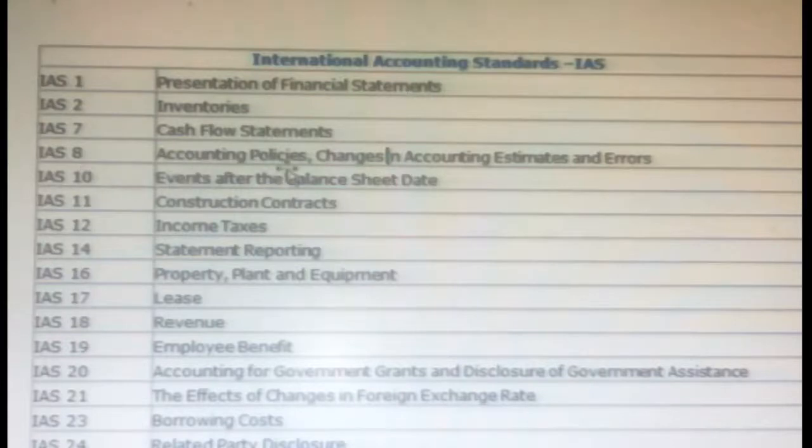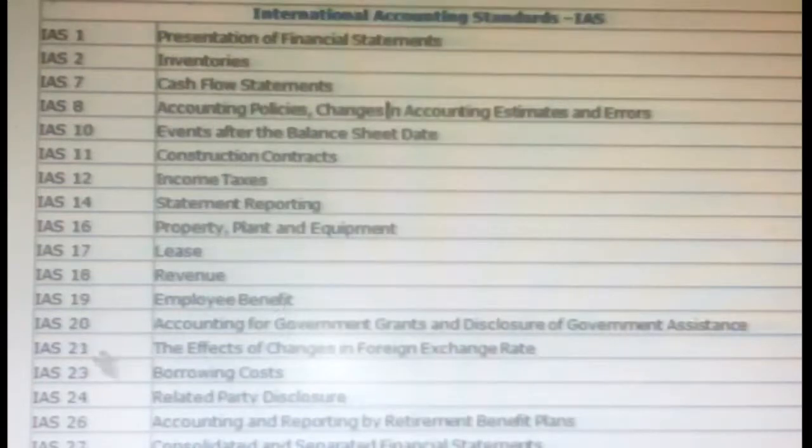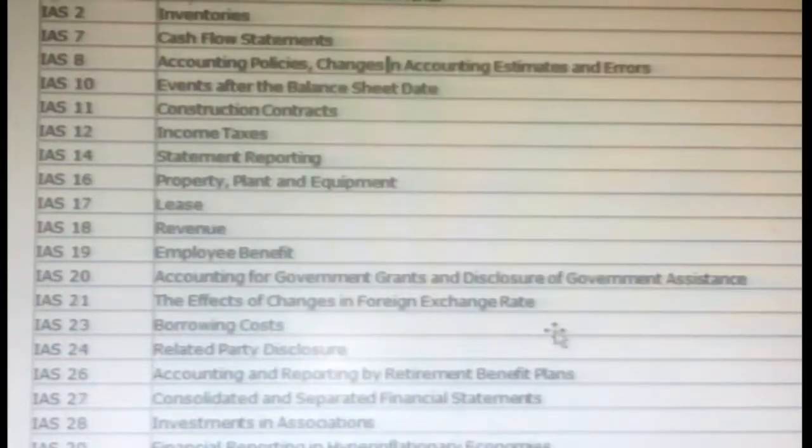Then 8, accounting policies, changes in accounting estimates and errors. Then 10, events after the balance sheet date. Then construction contracts, which we have discussed, here IAS 11. Then 12 stands for income taxes. 14 segment reporting. 16 property, plant and equipment. 17 leases. 18 revenue. 19 employee benefits. 20 accounting for government grants and disclosure of government assistance. Here also, the effects of changes in foreign exchange rates. Earlier we discussed accounting standard 11 there, here it is 21, the effects of changes in foreign exchange rates, correct.